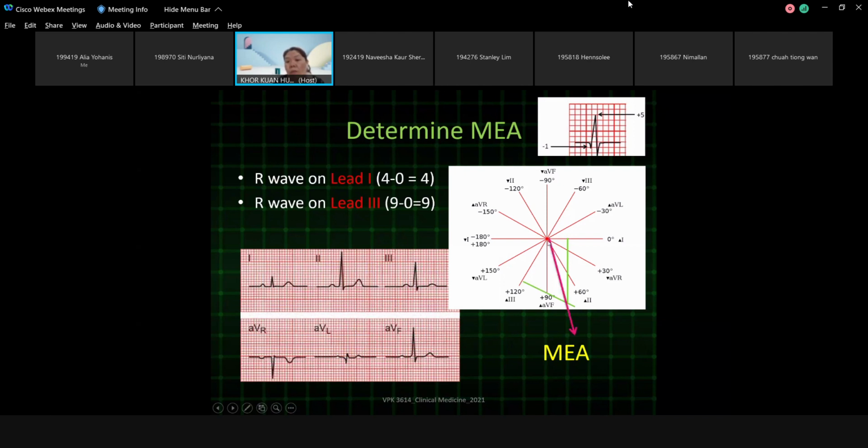And then from the middle, you measure it out and draw another arrow that crosses the 2 green lines. Then you get your mean electrical axis. In this case, it's roughly nearing 70 plus. So 60, 70, 80, roughly about 75 or 73 or something like that would be the mean electrical axis. Okay?